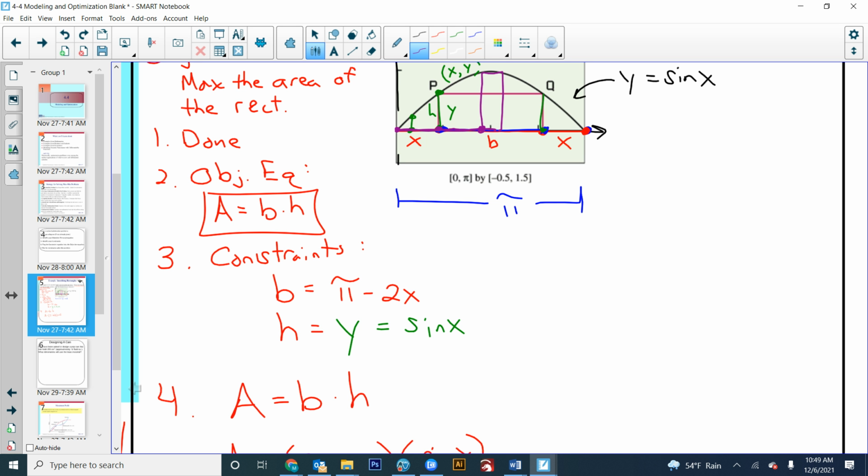Because what's x? Do you agree? If I go past the center, I have no rectangle. X has to be more than 0. You have to come over a little bit to make a rectangle. X has to be more than 0, but it can't go past halfway. What's halfway? It can't go past pi over 2. So the domain of my x, not my picture, the domain of my x is from 0 to pi over 2. Does that make sense to you?